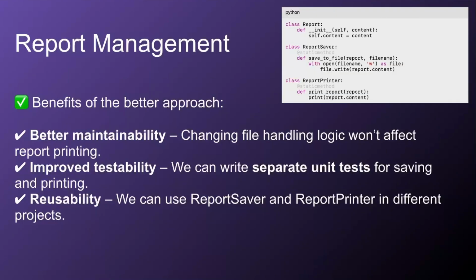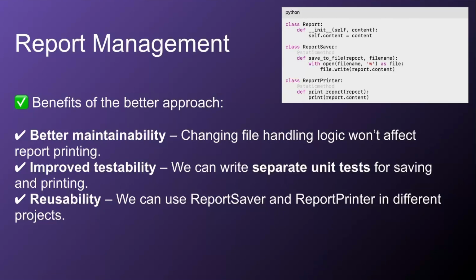So first of all, better maintainability. Suppose, as discussed, we want to change the file handling logic, like saving to some database. In this case, we will have to make changes only to this report saver class, because the save to file method is part of this report saver class only. It has nothing to do with report printer and report class. So even if there are changes in it, it is not going to affect the report printer and report class, and thus we are now avoiding the risk of failure of these classes.